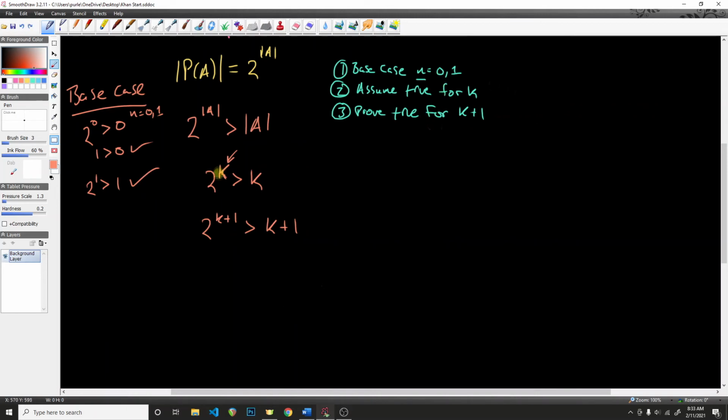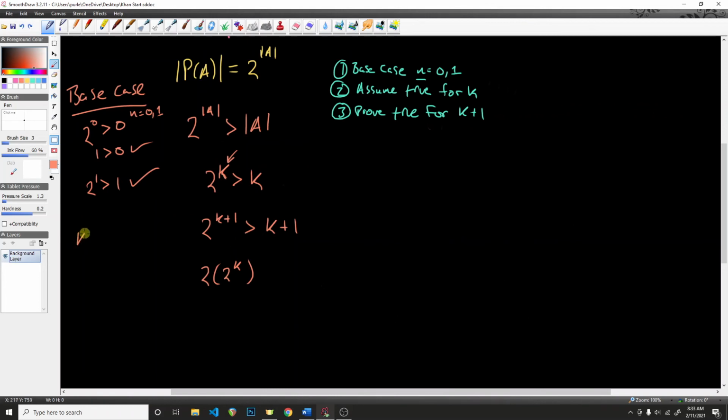But what we know is that 2 to the k plus 1 is the same thing as 2 times 2 to the k. Because all we're doing when we add 1 to the exponent is we're multiplying by another factor of that number. So in this case, that number is 2. We're just multiplying by another factor of 2.